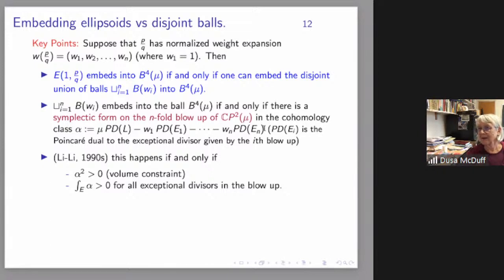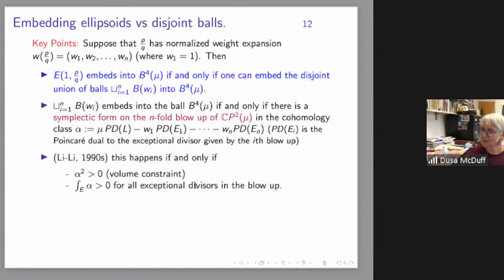Or if you take a conic in CP2, which goes through 5 points, if you blow up those 5 points, you get a new exceptional divisor in that class. So there are lots of exceptional divisors, but there's this beautiful characterization of the symplectic cone: you only need your class to integrate positively on all exceptional divisors, and then you'll have a symplectic form.